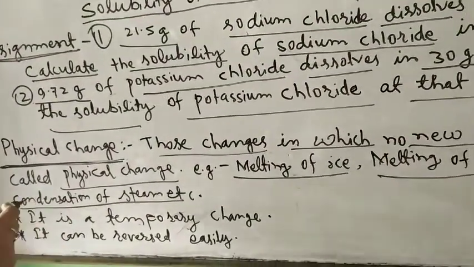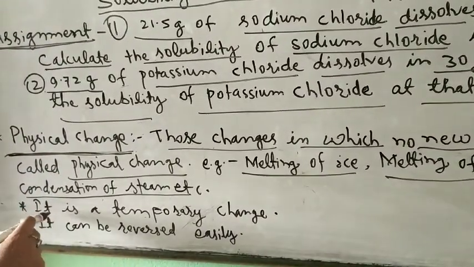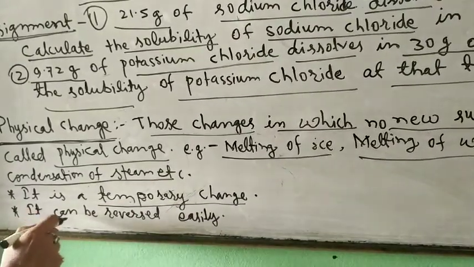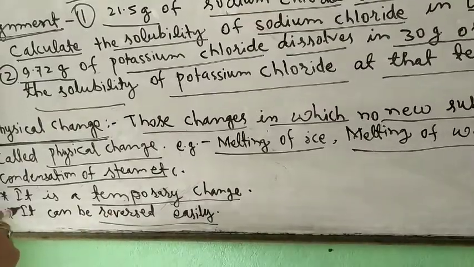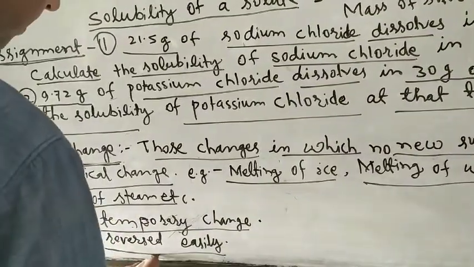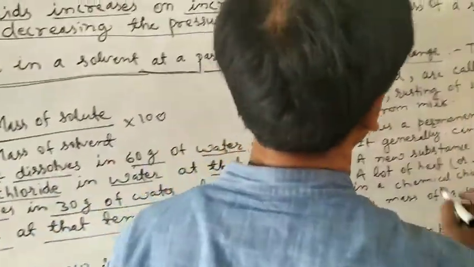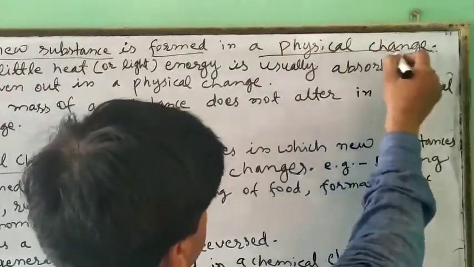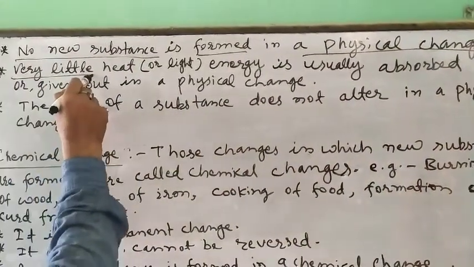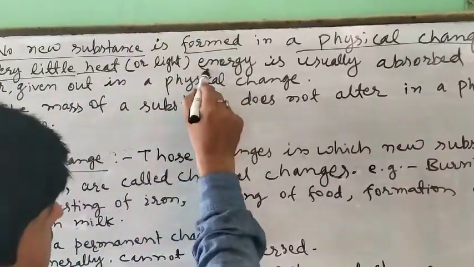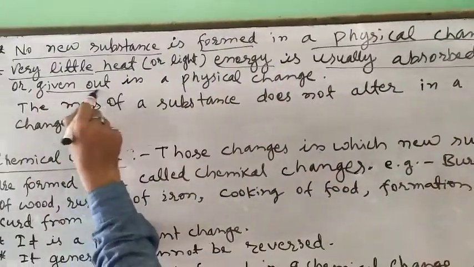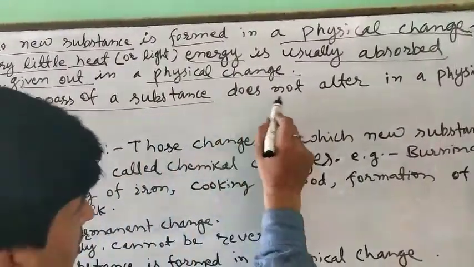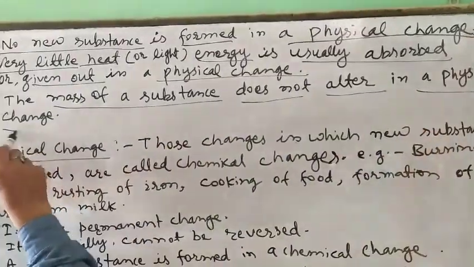Now we have to know about the properties of physical change. First one is, it is a temporary change. Physical change is a temporary change and it can be reversed easily. Third one, no new substance is formed in a physical change. Another point is, very little heat or light energy is usually absorbed or given out in physical change. And last one is, the mass of a substance does not alter in a physical change.